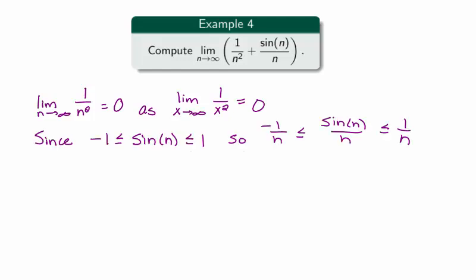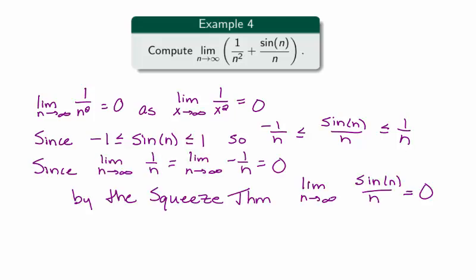Now since negative 1 is less than or equal to sine of n is less than or equal to 1, we have that negative 1 over n is less than or equal to sine of n over n, which is less than or equal to 1 over n. Since the limit as n goes to infinity of 1 over n equals the limit as n goes to infinity of negative 1 over n, which equals 0, it follows by the squeeze theorem that the limit as n goes to infinity of sine of n over n equals 0.